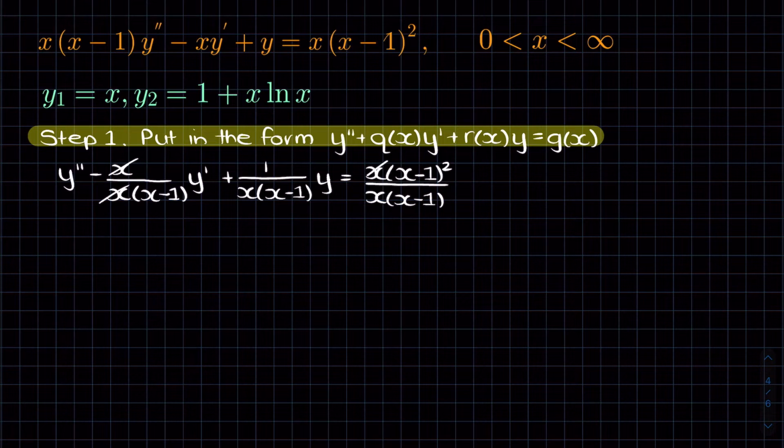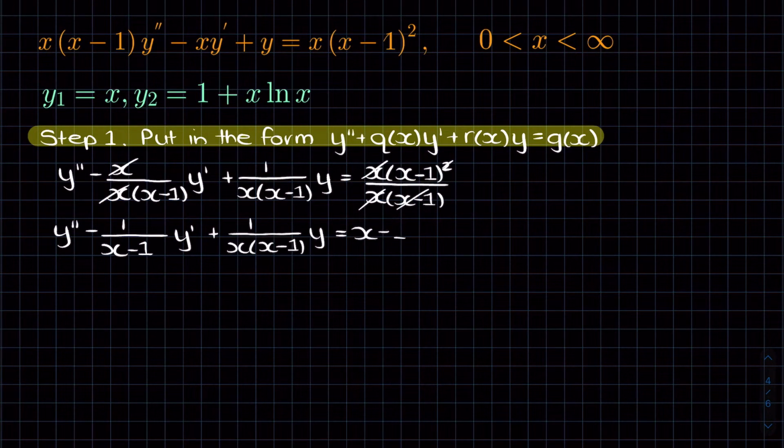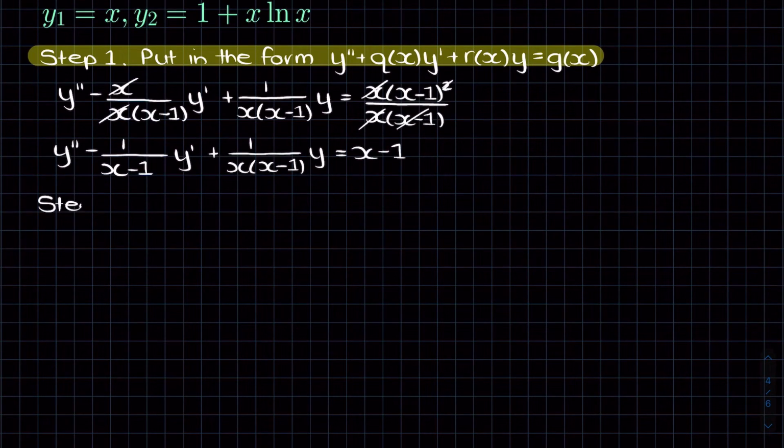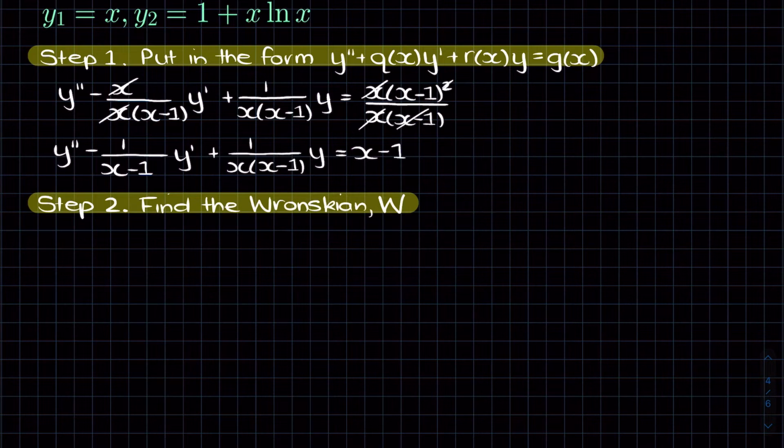Cancelling some terms, we end up with y double prime minus 1 over x minus 1 times y prime plus 1 over x times x minus 1 times y equals x minus 1. Now that it's in the correct form, we can let g of x equal x minus 1, or the right-hand side of the ODE. Step 2 is to find the Wronskian W.